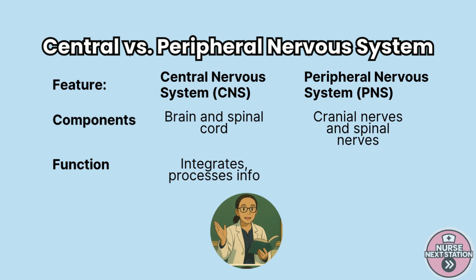The PNS enables us to react to our environment, whether it's sensing heat, moving muscles, or adjusting blood pressure. To summarize, the CNS interprets and decides, the PNS delivers the messages to and from the periphery. Together, they coordinate every thought, sensation, and movement we experience.